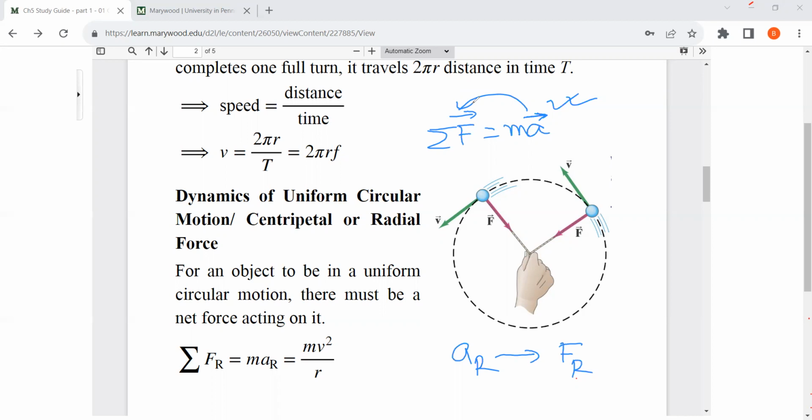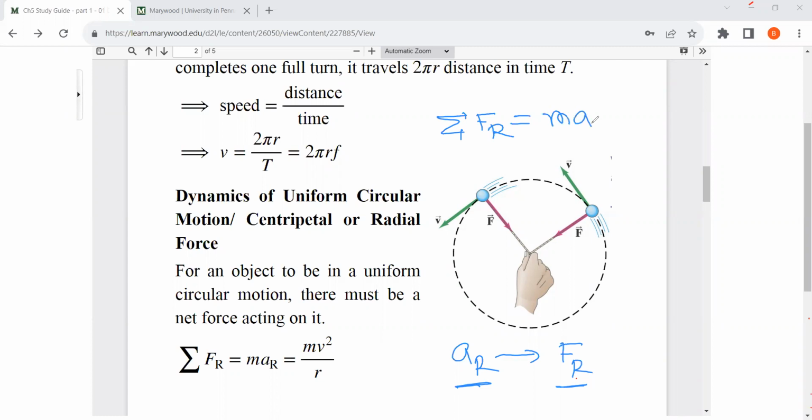Okay, so because we now have a new acceleration, we should have a corresponding force, and this force we call the centripetal force. When an object is in uniform circular motion, we have a force whose direction is toward the center of the circular path. We call it centripetal force or the radial force. Similar to the acceleration, we use subscript r to represent that it is a centripetal force, or radial force.